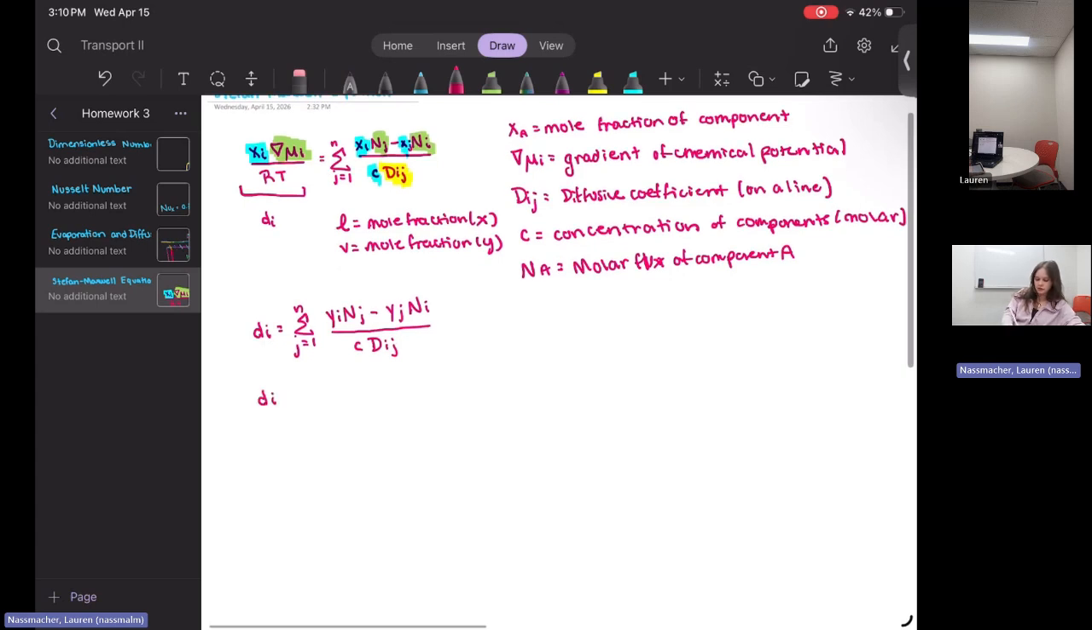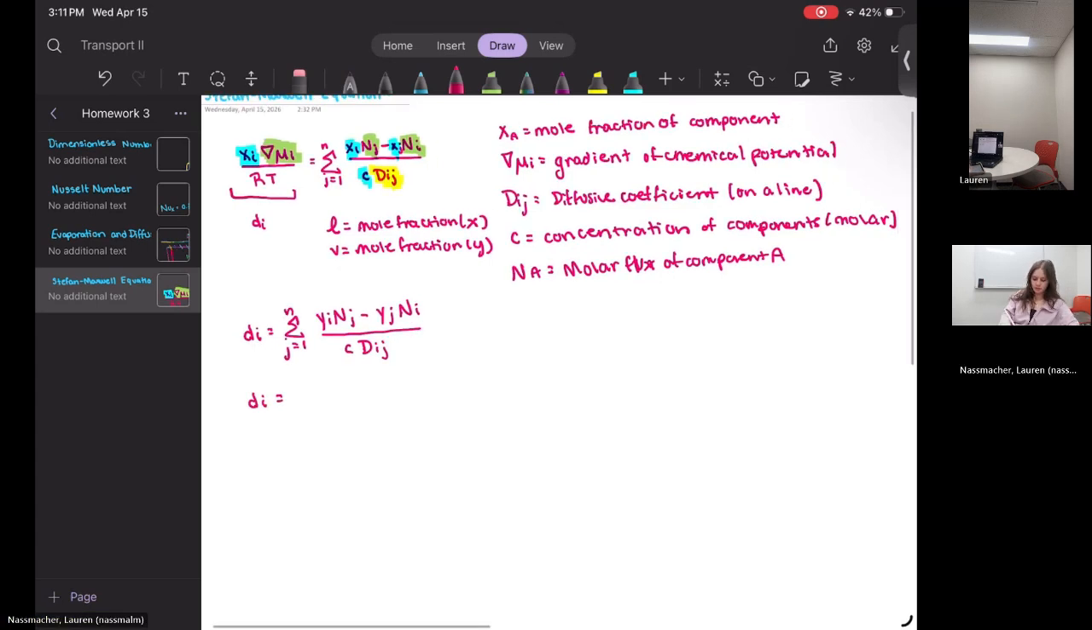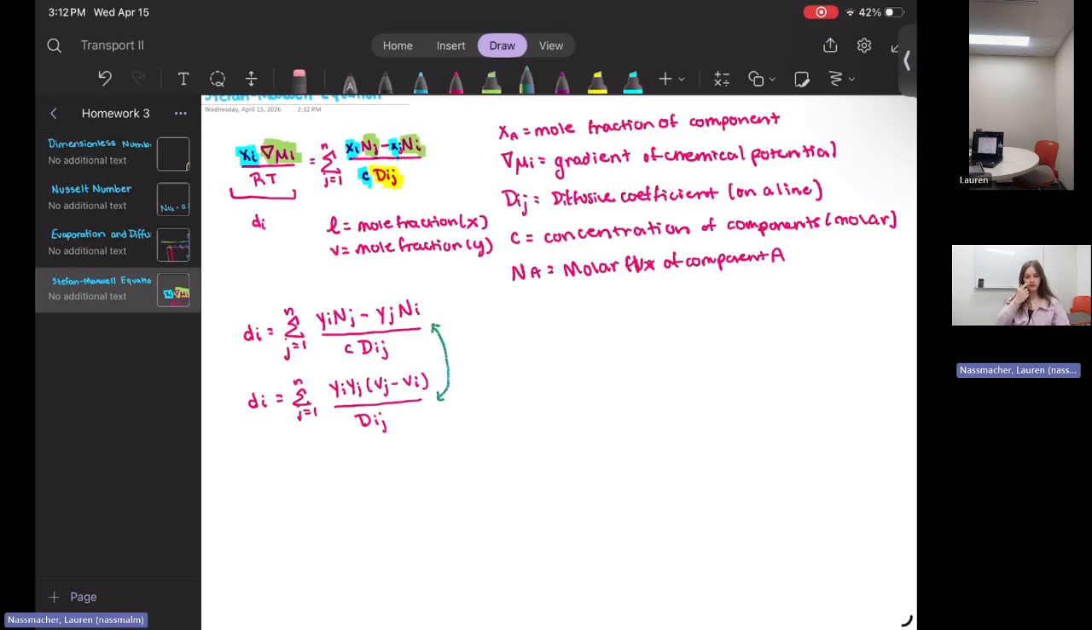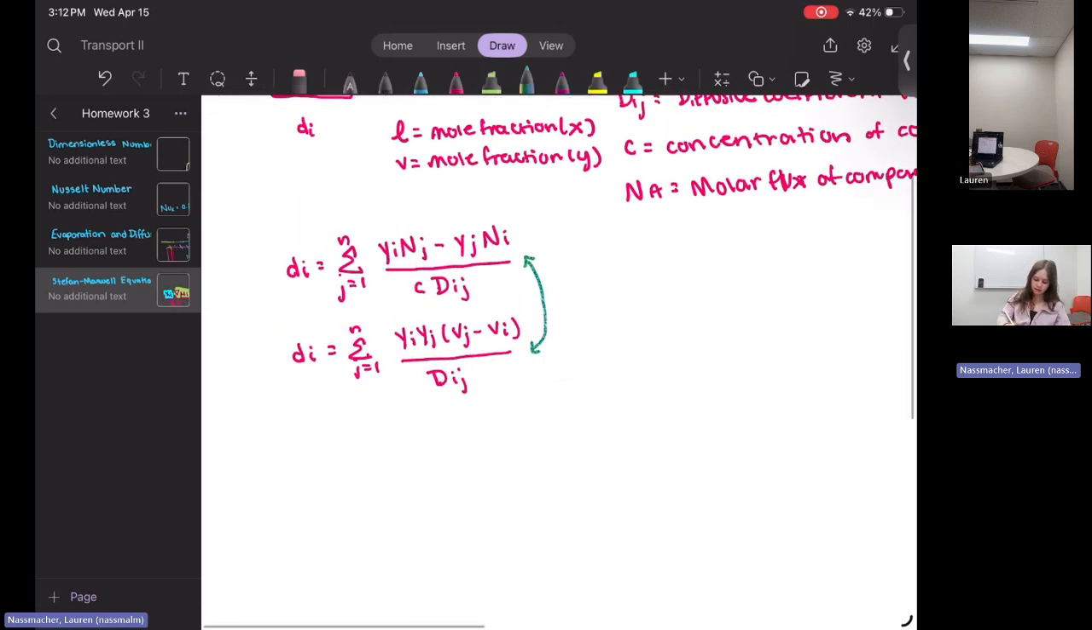Now let's write down the other equation including velocity. We have the same beginning, but this equation is different. So we have our mole fraction of I and our mole fraction of J, multiplied by the velocity of J minus the velocity of I, all over our diffusion coefficient of I, J. These two equations together, we want to make sure that they have all the same components. And one thing that the velocity equation is missing is this concentration right here. So let's multiply both the numerator and the denominator of our velocity equation by C.